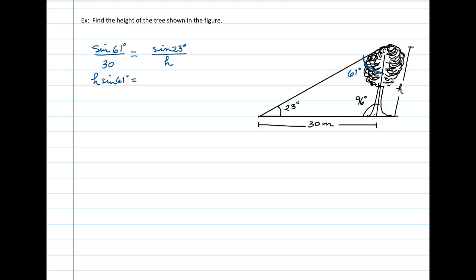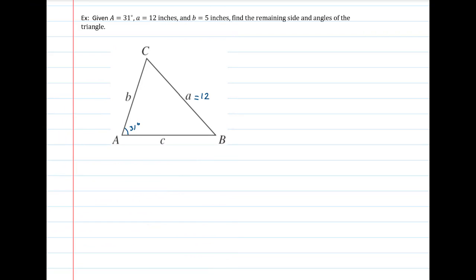All right, cross multiplying here, we get h times sine of 61 degrees equals 30 times sine of 23 degrees. Solving for h, I'm going to have 30 times sine of 23 degrees, all of that divided by sine of 61 degrees. Putting this in the calculator, we're going to get that h is approximately 13.4 meters.